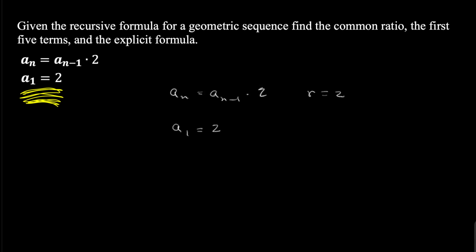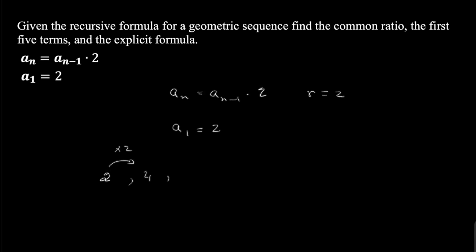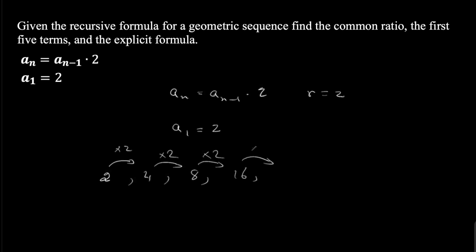So we can find the first 5 terms. So the first term is 2. We multiply it by the common ratio, which is times 2, you get 4. The term after, 4 times 2, which is equal to 8. 8 times 2, which is equal to 16. And 16 times 2, which is equal to 32. So those are the first 5 terms.